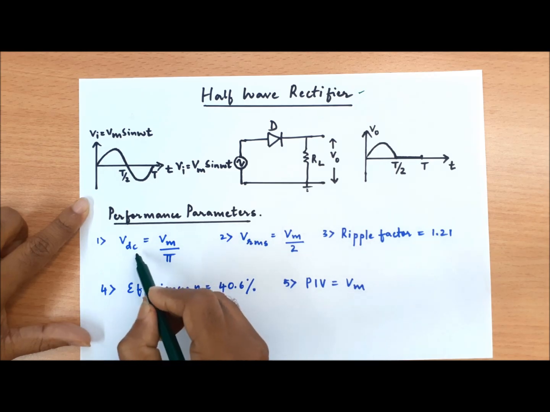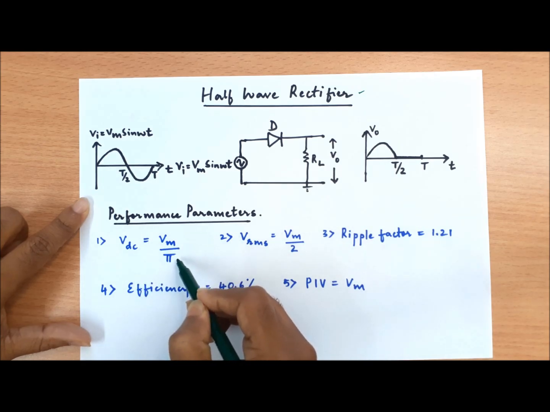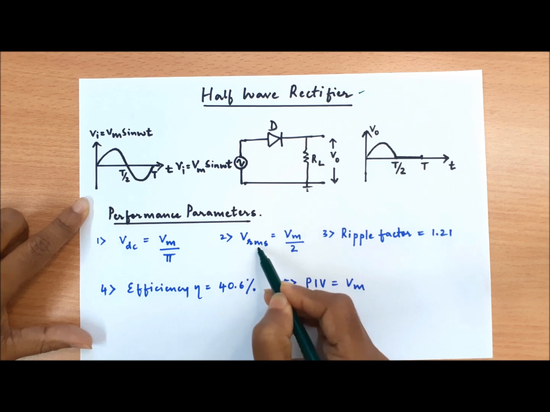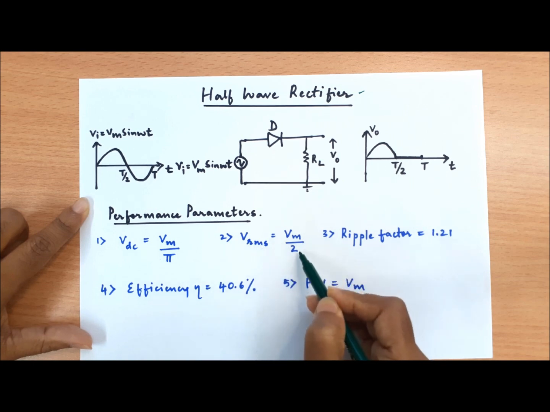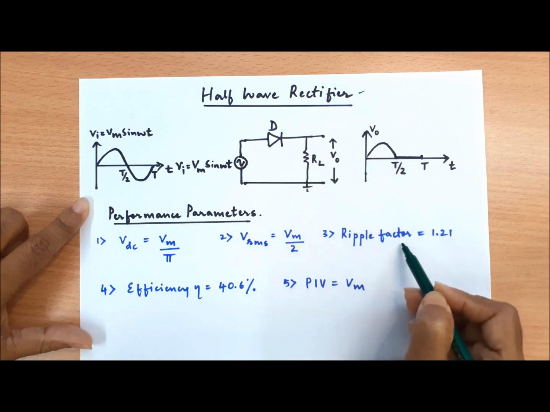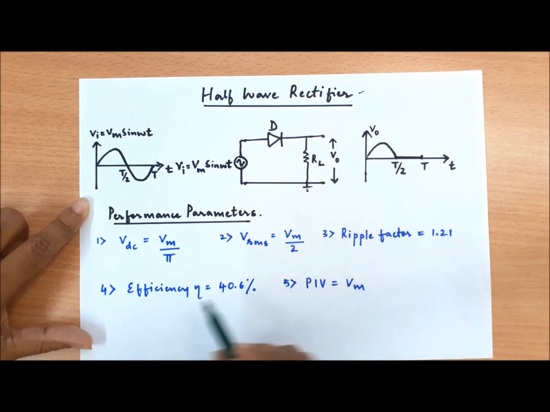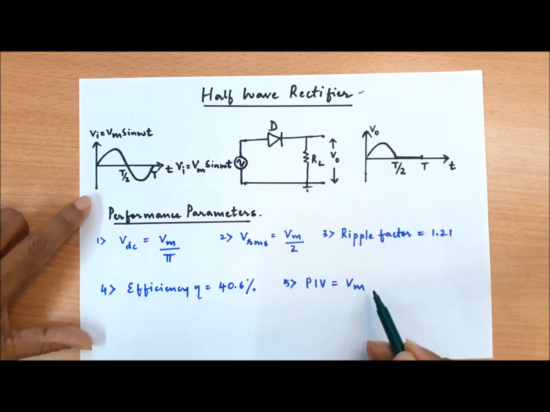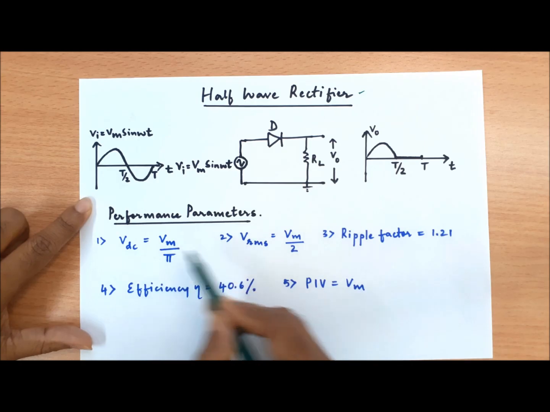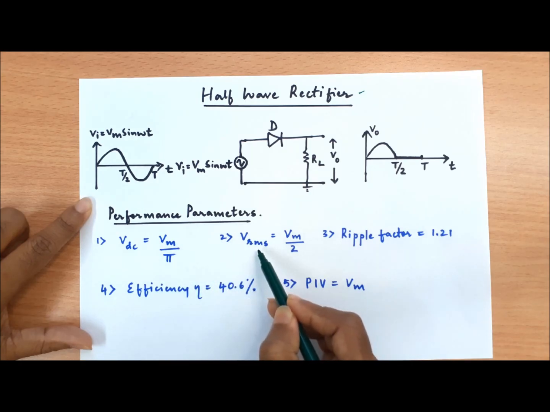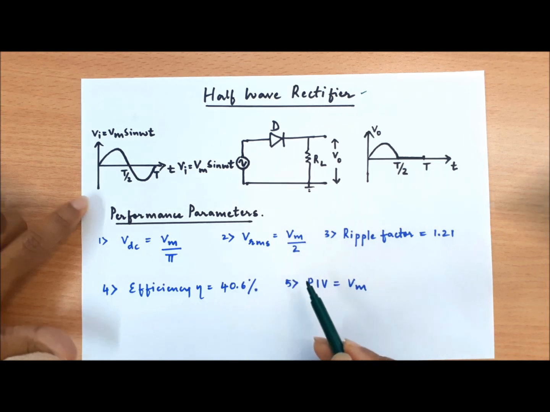So VDC can be expressed as Vm upon pi. VRMS, which is the root mean square value, is Vm upon 2. Ripple factor is 1.21. The efficiency of a half wave rectifier is 40.6%, and the peak inverse voltage is equal to Vm. Fine. So today let us look at how we arrive at the VDC and VRMS expressions of a half wave rectifier circuit. We will try to derive it.